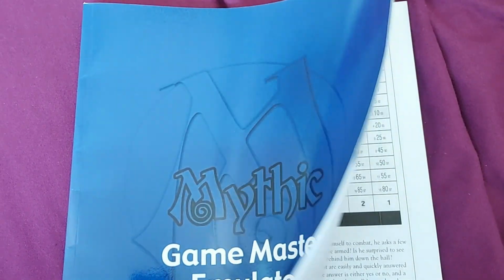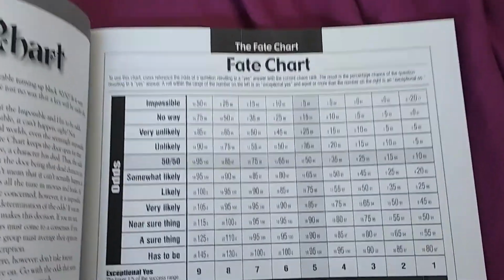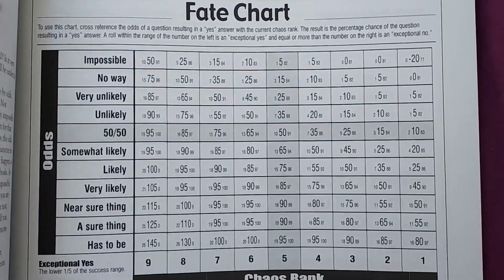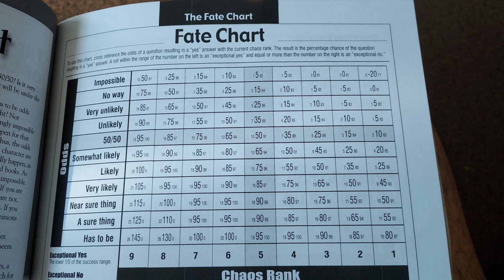The next thing we have is the fate chart, and this is how you will actually play out your scene after you've rolled to see whether it was altered or interrupted. Now, this fate chart looks very complicated, but I promise you, it's actually very simple to use. So let's take a question you may have for your Game Master. Is this door locked? The first thing you will do is decide how likely it is the answer to the question will be a yes. Don't think too long on this, just go with your gut and what makes sense.